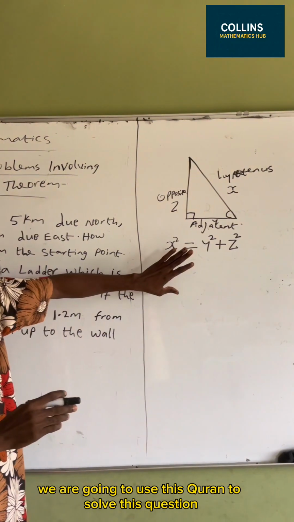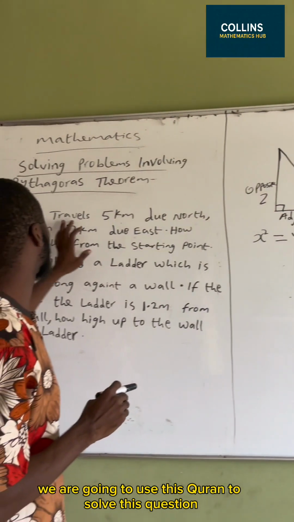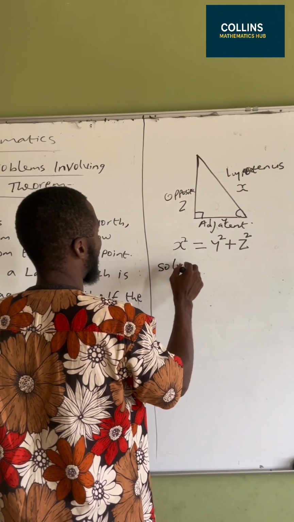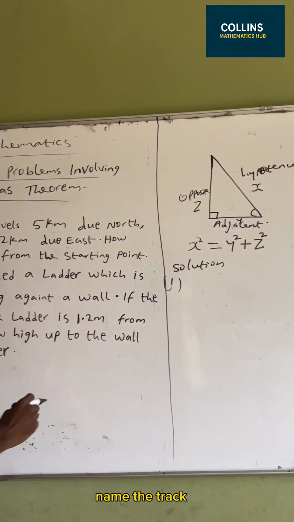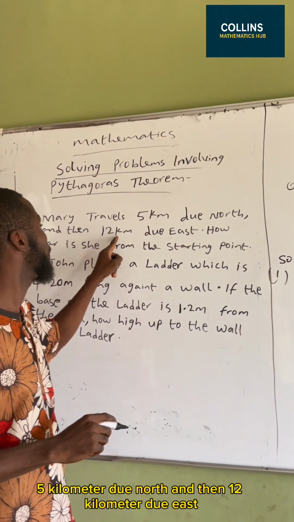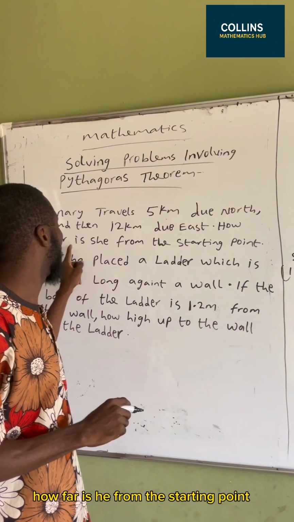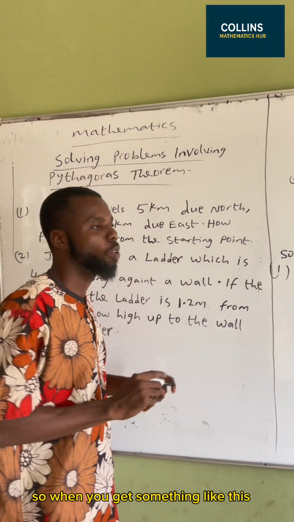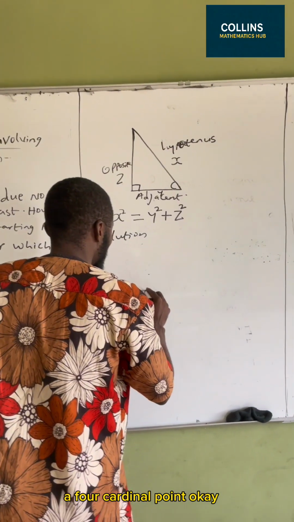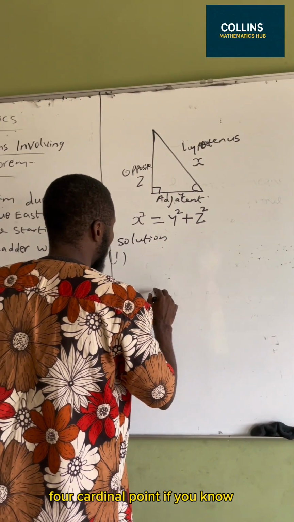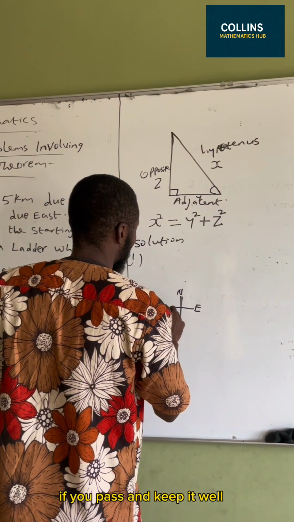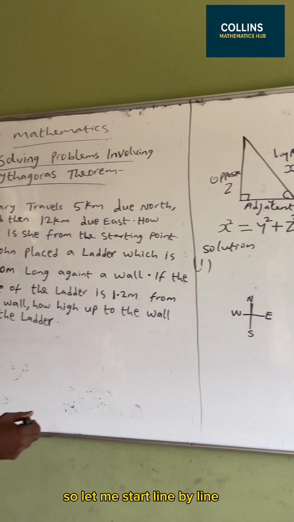So we are going to use this theorem now to solve this question we have on the board. The number one question is: Mary travels 5 kilometers due north and then 12 kilometers due east. How far is she from the starting point? So when you get something like this, the first thing that comes to your head is the 4 cardinal points. This is the north. This is east. This is south. And this is west.